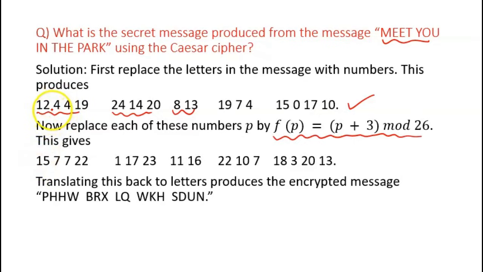So 12 becomes 15, 4 becomes 7, 4 becomes 7, 19, 22. It is 24, so 24 plus 3 is 27, and 27 modulo 26 will be 1, because we have to take the remainder when we divide 27 by 26. So this becomes 1, 14 plus 3 is 17, 20 plus 3 is 23, and so on. In the end, we translate this message to get the encrypted message. So 15 stands for P, 7 stands for H, 22 stands for W. So the original message was "meet you in the park", and after encrypting using Caesar cipher, we have got this message. Okay.